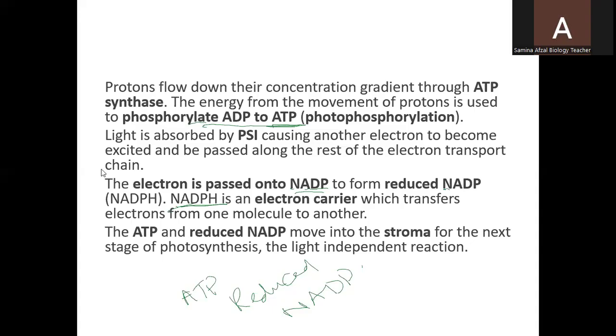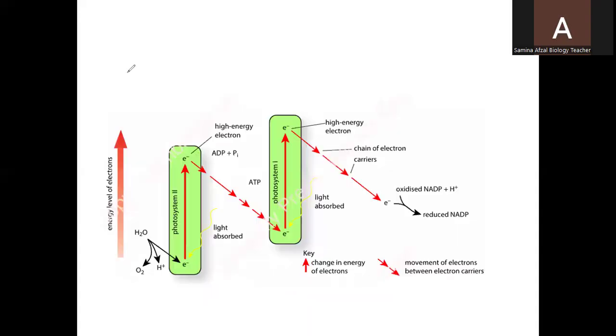So here you can see the diagram of the light dependent stage. First of all, the energy level of the electron, as you can see in photosystem 2, the electrons are excited, and then water is broken down. As a result of the breakdown of water, oxygen, hydrogen, and electrons are released.